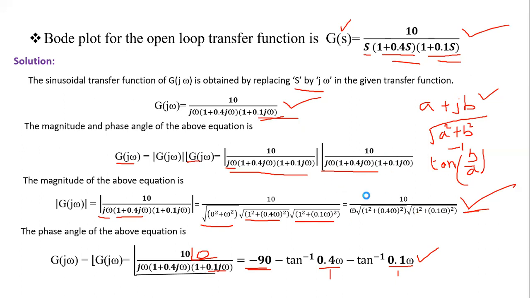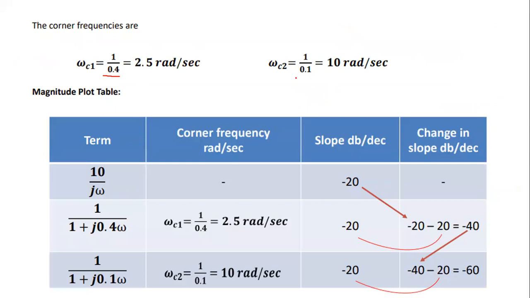Two corner frequencies, that is 1 by 0.4 and 1 by 0.1. These 0.4 and 0.1 are the time constants T, so omega equal to 1 by T. That omega only we call the corner frequencies. So omega C1 is equal to 1 by 0.4, 2.5 radians per second, and 1 by 0.1, 10 radians per second. We need to select these corner frequencies in increasing order. No need to cross check whether it is a denominator or numerator term, but finally the corner frequencies will be in increasing order. That's why 2.5 we are taking as omega C1, and the next higher value 10 we are taking as omega C2.